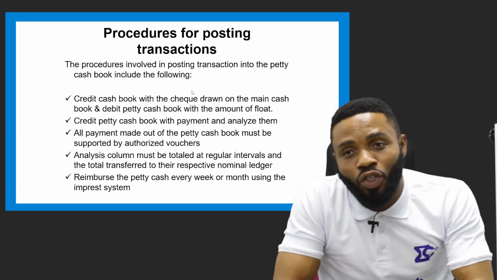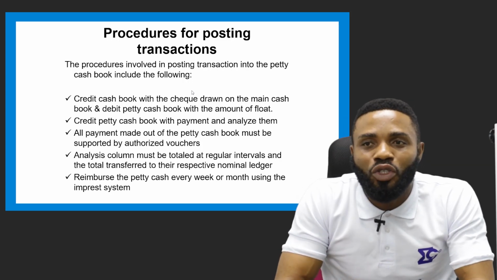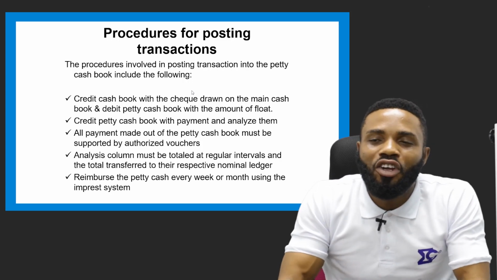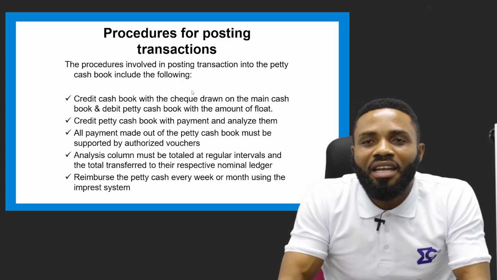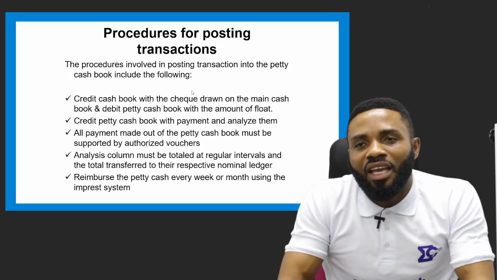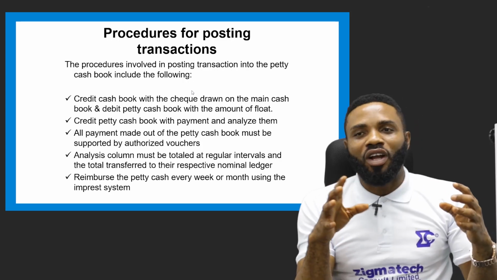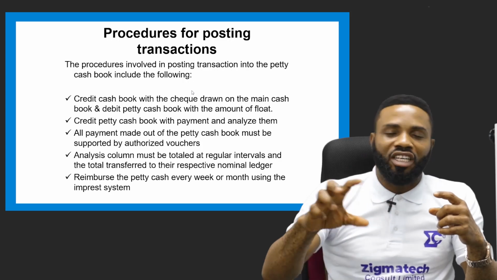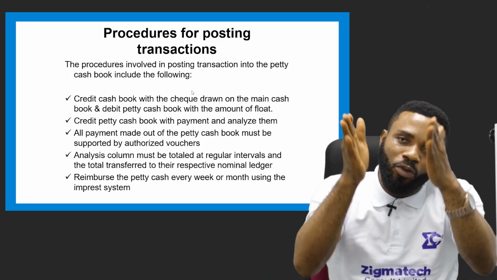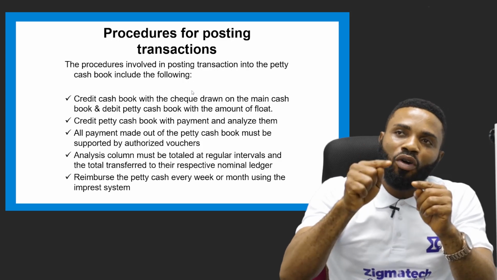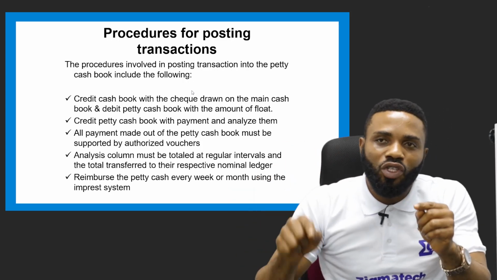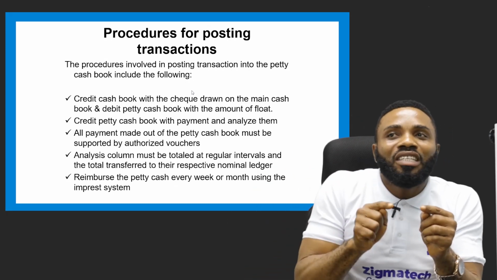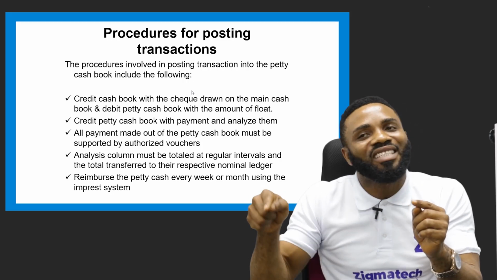And the second to the last is that the analysis column must be totaled at regular intervals and the total transferred to their respective nominal ledger. What I mean by analysis column is that sometimes you can have three different spendings on transportation. So if you have a column for transportation, on the 6th of the month you spend 10,000 on transportation. On the 8th you spend 5,000, that's 15,000. On the 20th you also spend like 2,000, that's 17,000.